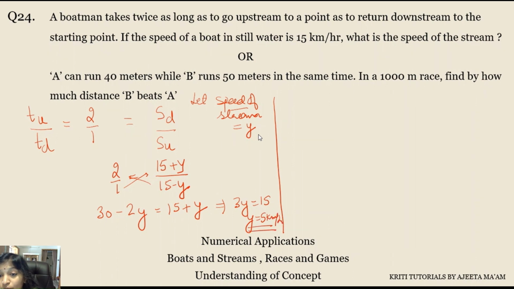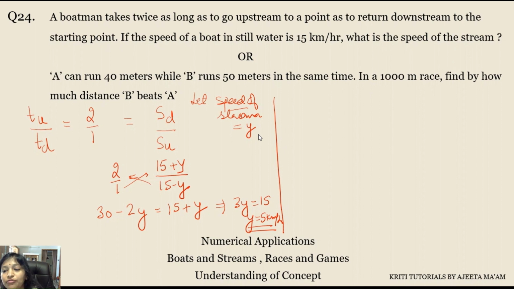So the very important concept is that speed and time are inversely proportional. It has to be written. The let statement has to be written. Then speed of downstream and speed of upstream have to be calculated. And then we can calculate the value of the speed of the stream. It's not a lengthy question, just 3 to 4 steps.